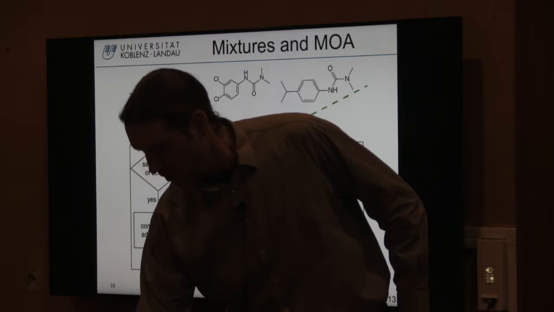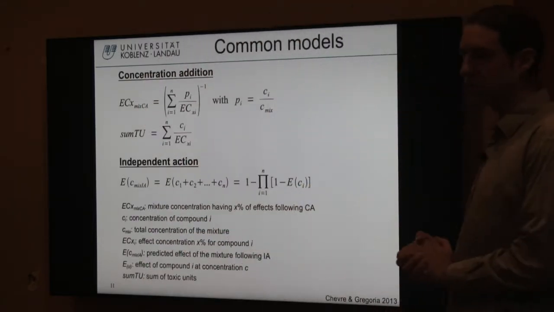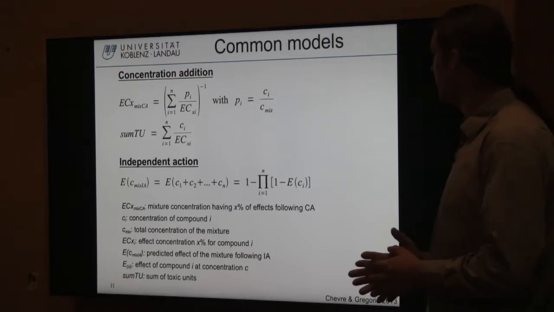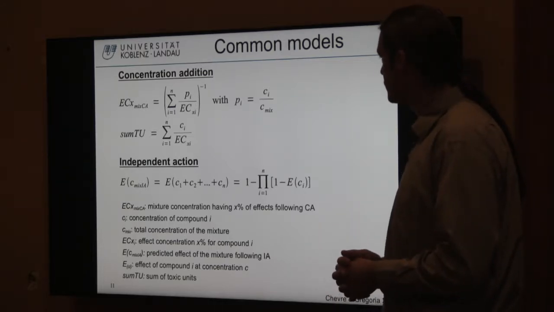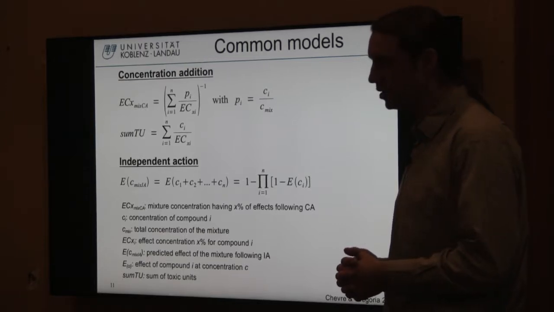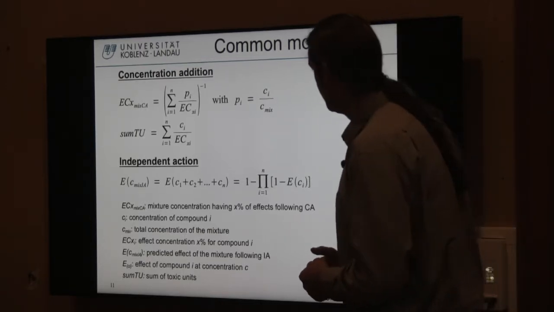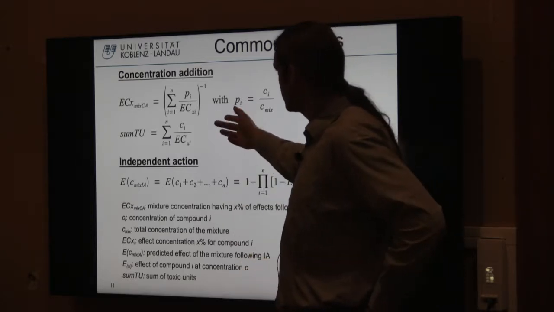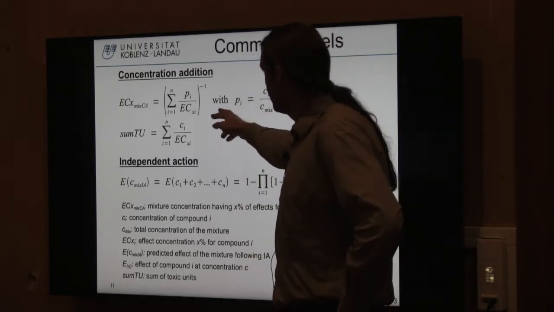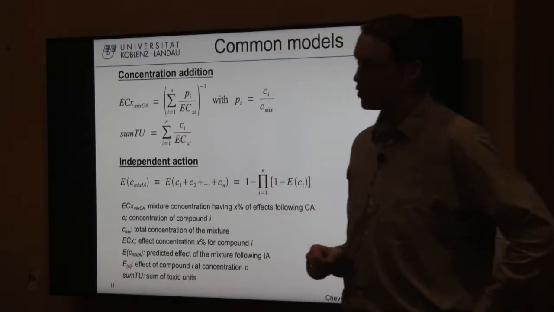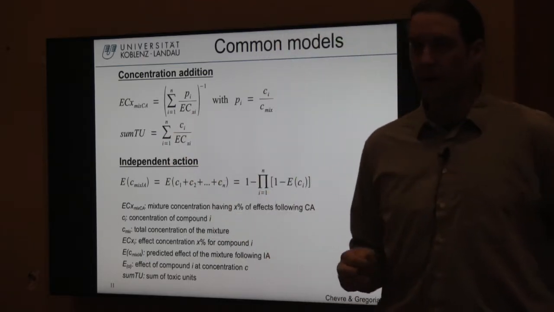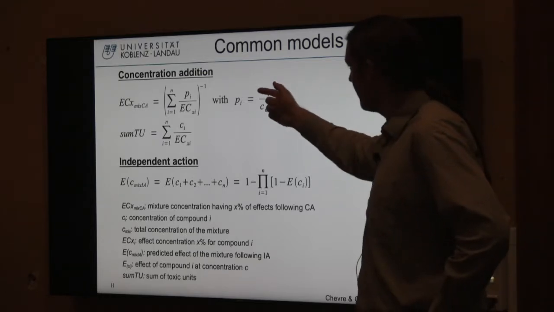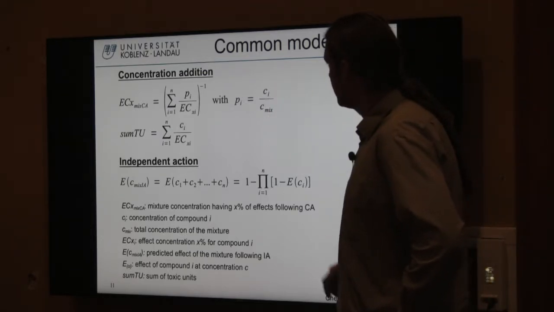I think that's pretty common to all of you, just to give the framework a little bit, and two common models that I just mentioned, the concentration addition approach and the independent action approach. I'm pretty sure you've seen the formula before. This is for the concentration addition approach. You basically benchmark the concentration of a chemical by a toxicity value, and you sum that up.